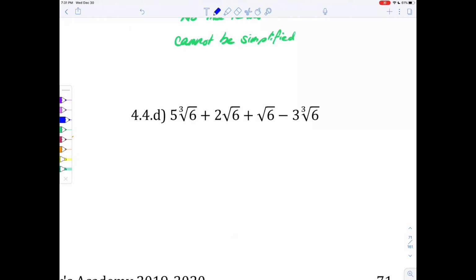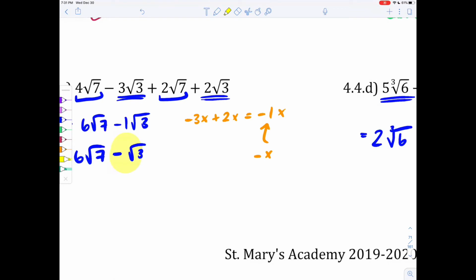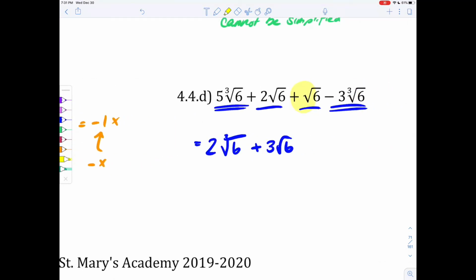Last but not least here, we've got some cubed roots of 6's, and I'm going to collect those. So 5 and negative 3 will give me 2 times the cube root of 6. And then I have just the square root of 6. And 2 plus 1 root 6 would give me 3 root 6. For whatever reason, I noticed that when there's not a 1 written there as a coefficient, some people sometimes think it's 0. Please be cautious. Just like how we wouldn't write the 1 here, it's still implied, it still exists. It's just not explicitly written. It's implicit, yeah. So please be careful. And again, this is cube root, this is square root, so we cannot combine them further.